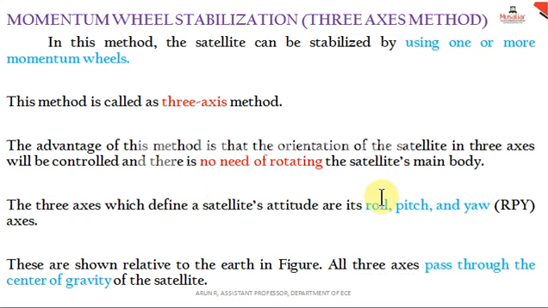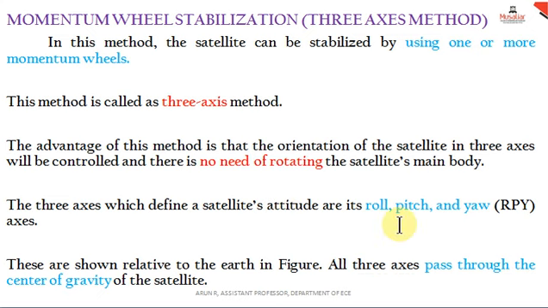Coming to the names of the three axes, they are known as roll, pitch and yaw, that is the RPY axes. These are the three axes that are represented in the momentum wheel stabilization method. These axes show the direction relative to the Earth, and all three axes pass through the center of gravity of the satellite. This is the main feature of the roll, pitch and yaw axes.